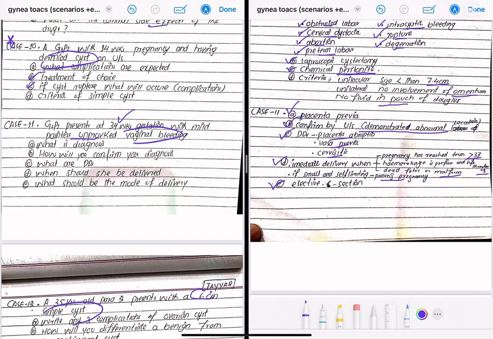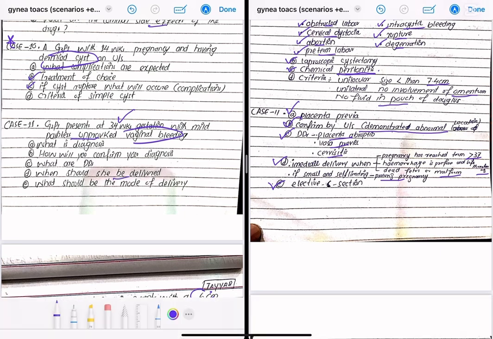When should she be delivered? There should be immediate delivery when pregnancy has reached term, hemorrhage is profuse, and the fetus is malformed. These are the indications for immediate delivery. Okay. Now, case number 12.